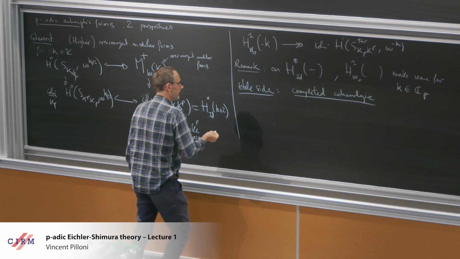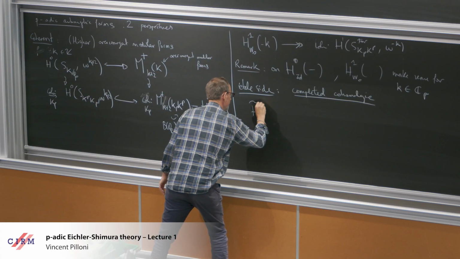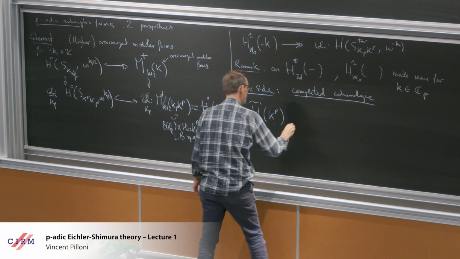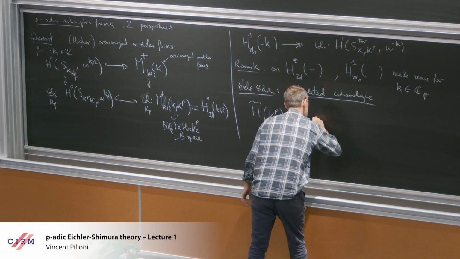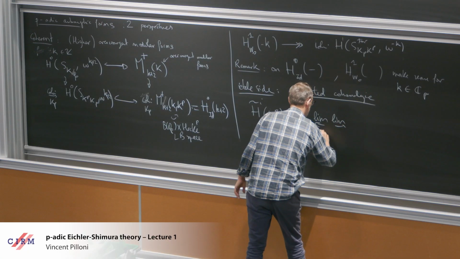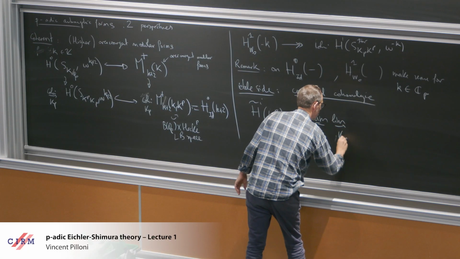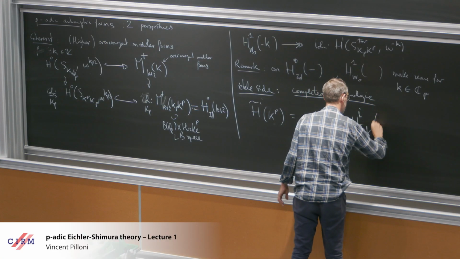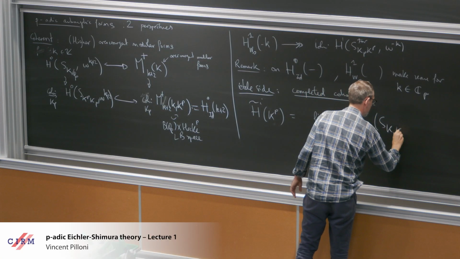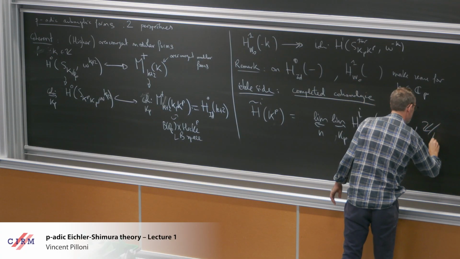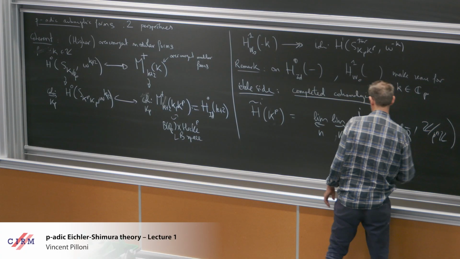Okay, and so what's the definition? So H tilde^i(K^p) is going to be an inverse limit of a colimit of the H^i of S_{K^p K_p} over Q_p-bar with coefficients in Z/p^n Z. Okay?